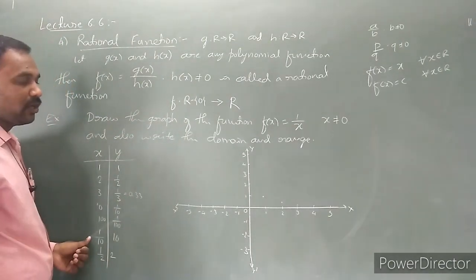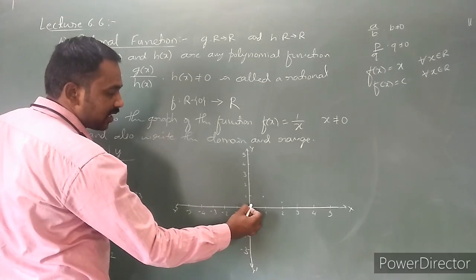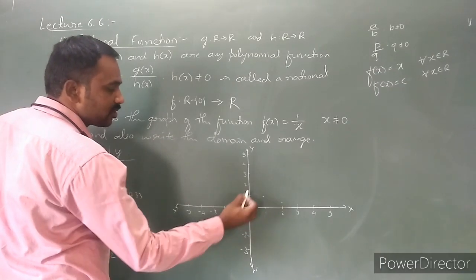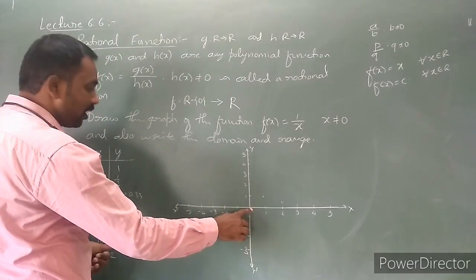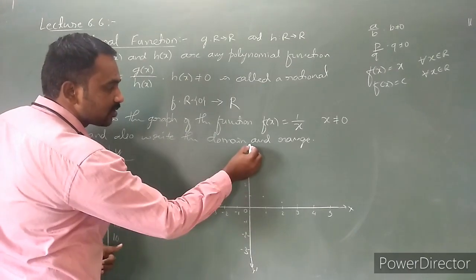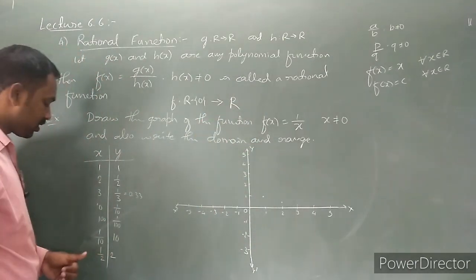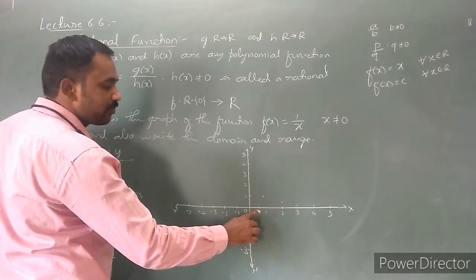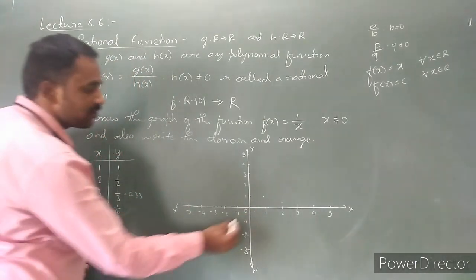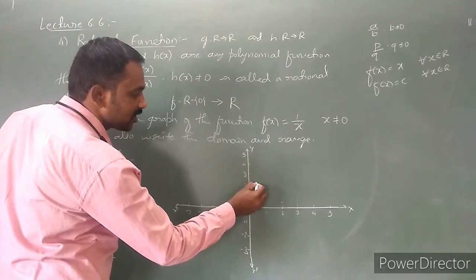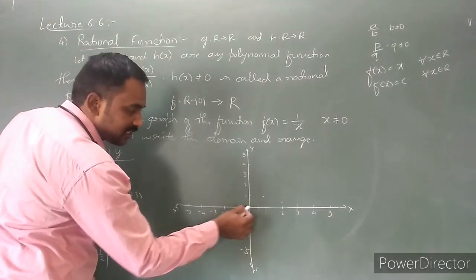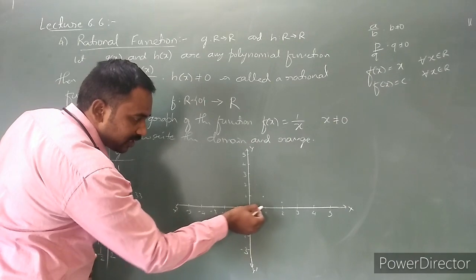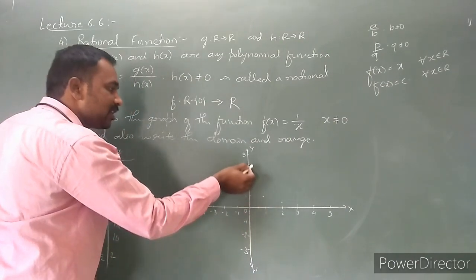1 by 10 is the x value, very close to 0. What is the y value? It is 10. Next, for example, 1 by 2: the x value is 1 by 2. What is the y value? The y value is 2. On decreasing the x value, the y value increases.